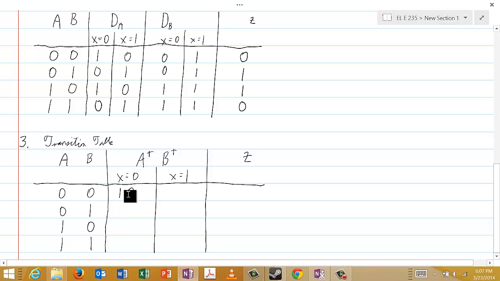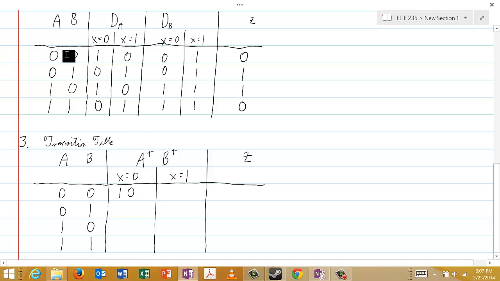Let's do that one more time and make sure everybody gets it. So what we're trying to do is to figure out the next value of A and the next value of B when x is equal to 0 and when the present value of A is 0 and the present value of B is 0. Now we do this one at a time. We look first at the next value of A and then we look at the next value of B. So let's tackle first the next value of A.